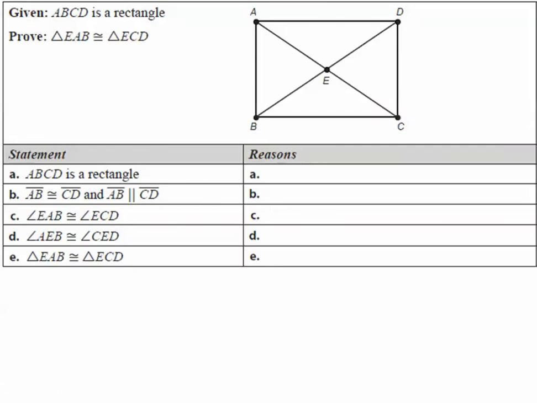Okay. Oh, another proof. I know you're pulling your hair out over these proofs, and I always try to include some because I want to go over them again and again and again until you can do it on a test and make 100. Okay, ABCD is a rectangle. That's a given. Okay, we've got to prove that triangle EAB is congruent to ECD. They've already filled in the statements for us. We just have to give the reasons.